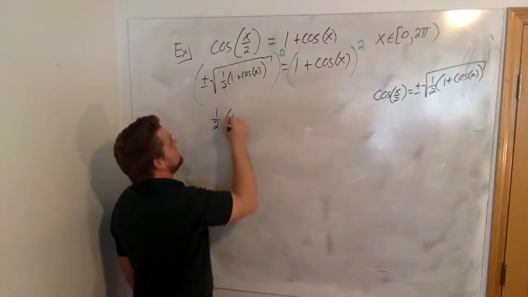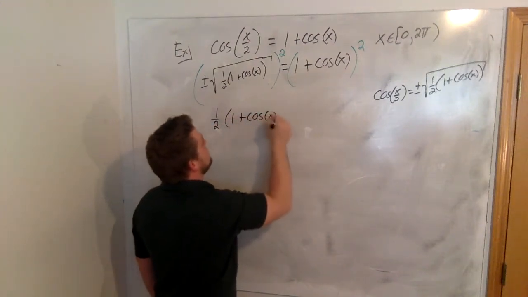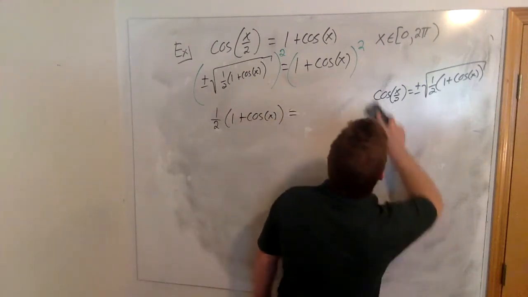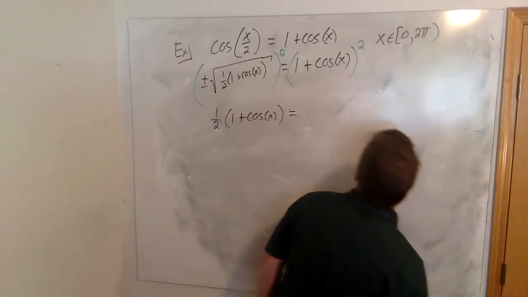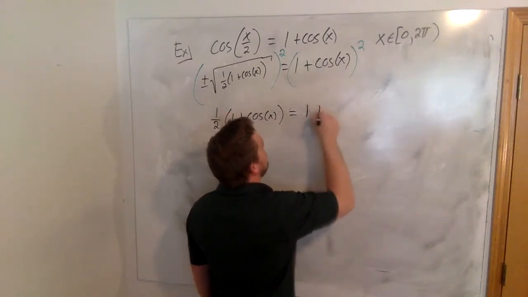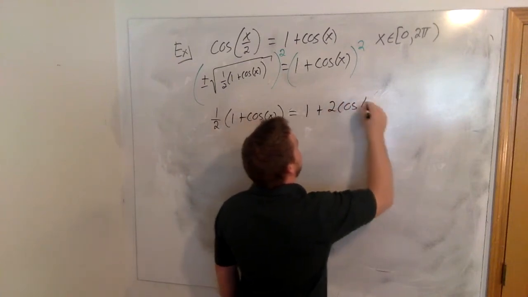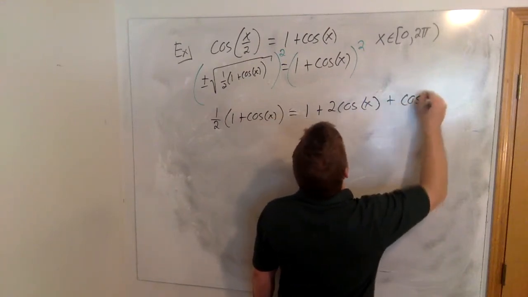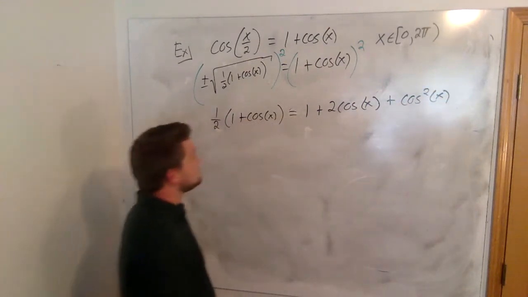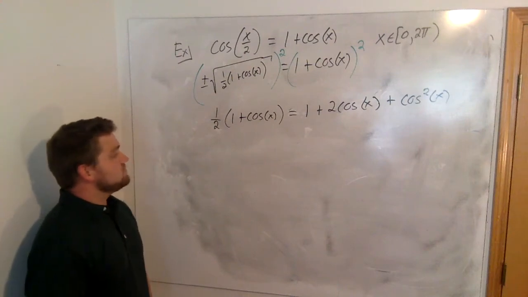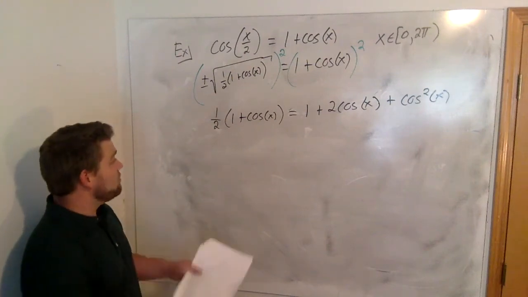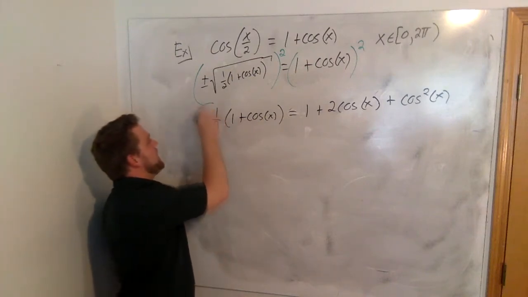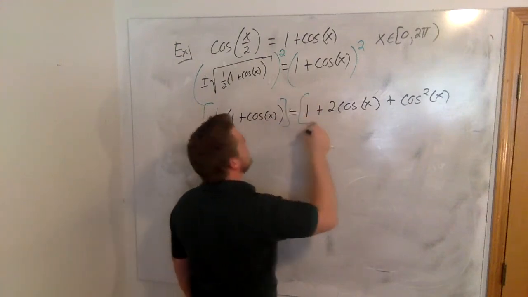So whether this is plus or minus, the square will kill it, and it'll also kill the square root. So we'll get 1/2 times 1 plus the cosine of x will be equal to, okay, what are we going to do on this right-hand side? I think it's going to be nice for us to expand this. So if we were to expand this, we'll get 1 plus 2 cosine of x. This comes from the O and the I in FOIL, plus cosine squared of x. Okay, this is looking like an equation that's going to be quadratic in form. So to clean things up, let's get rid of this pesky 1/2, and let's multiply both sides by 2.